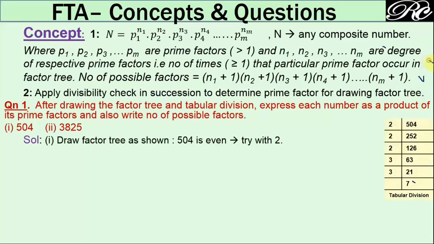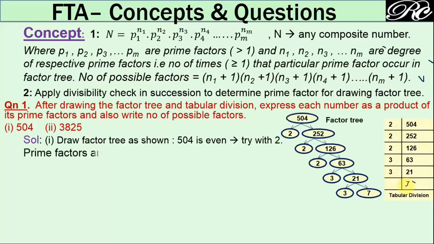You will get that 504 divisible by 2 becomes 252, divisible by 2 becomes 126, divisible by 2 becomes 63, divisible by 3 becomes 21, divisible by 3 becomes 7. Now leave it at 7.